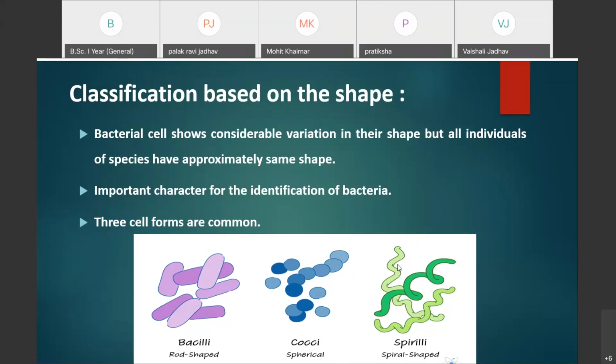The three most common morphological forms of the bacteria are bacilli, which are also referred to as the rod shaped bacteria. Then the second one, cocci, which are also referred to as the spherical bacteria. And the third one is the spiral, also referred to as the helical bacteria.